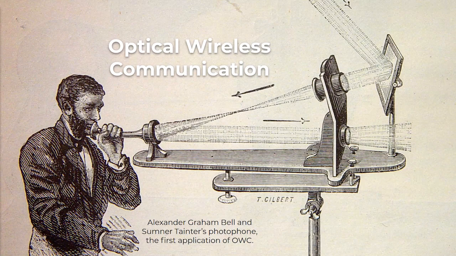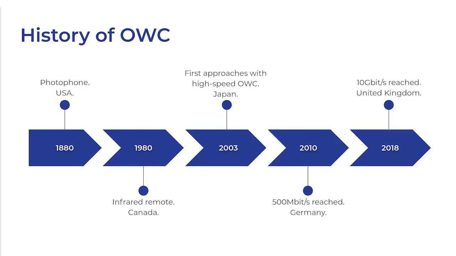So, as for a bit of history of OWC, we have its first application with the photophone in the US by the same inventors as the telephone. Then we have the infrared remote invented in Canada in the 1980s. And then from the beginning of the 2000s until nowadays, we have started working with very recent impressive results reached in the United Kingdom. Terrific speeds such as 10 gigabits per second, which are equal to those of 5G RF-based connections.